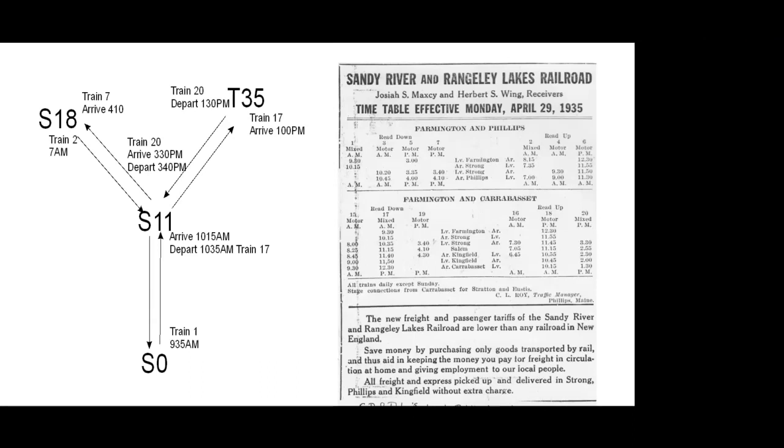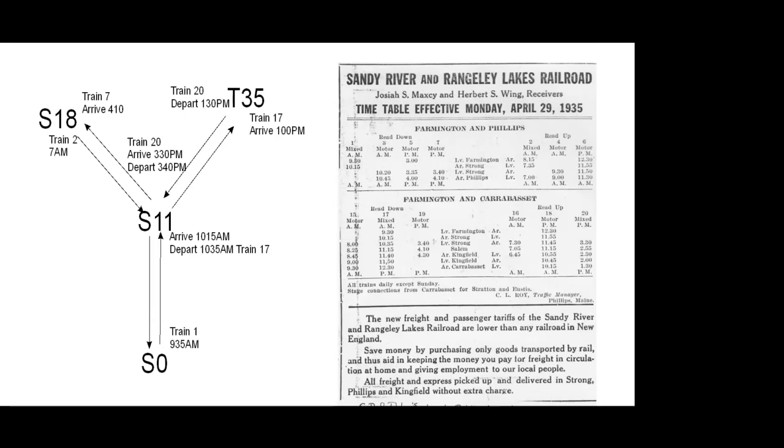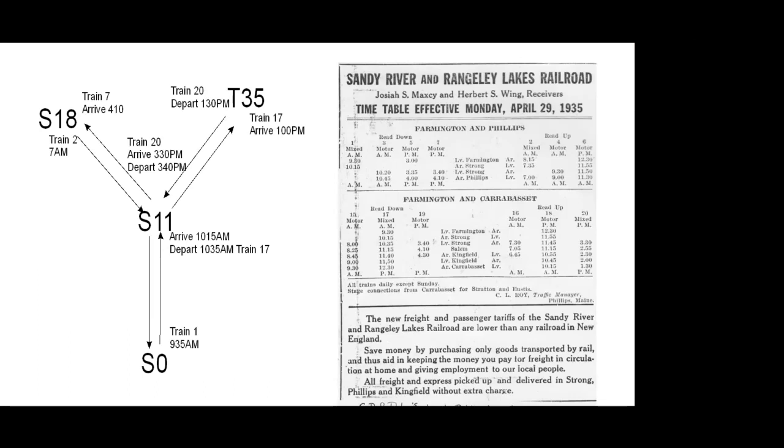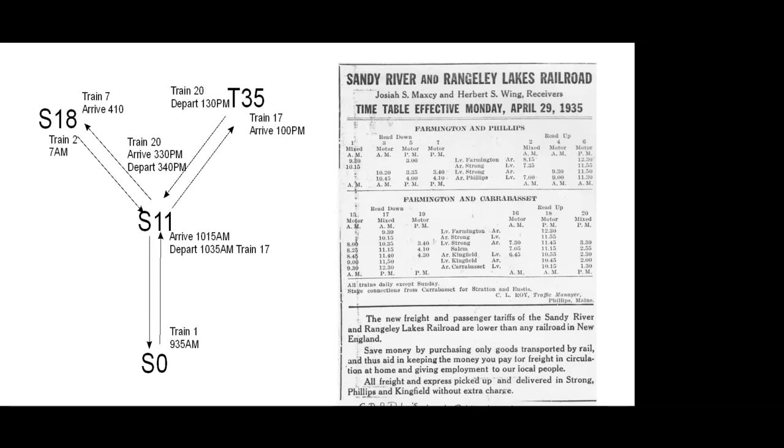Train 2 starts the day, right? Train 2 leaves Phillips at 7 a.m. Yep, if you look at the timetable. Okay, so it starts at Phillips, not at Farmington. I get it now. I was thinking S0 was the starting point. I guess Farmington would be the starting point going north, but that's not what they were doing. Starting at Phillips, going to Farmington, then looping around.